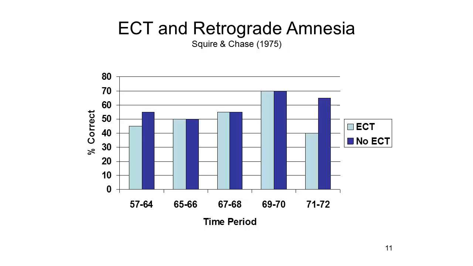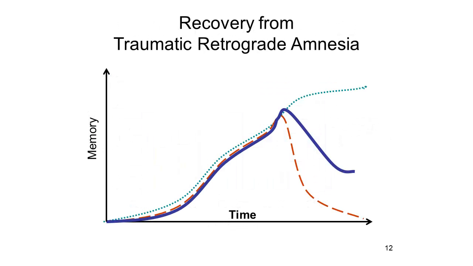So here again, the amnesia is temporally graded. It affects very recent memories more than more remote memories. And again, this is exactly the pattern of results we'd expect on the basis of the consolidation hypothesis. Now, unfortunately for the consolidation hypothesis, traumatic retrograde amnesia has another property, which is that patients recover from it.